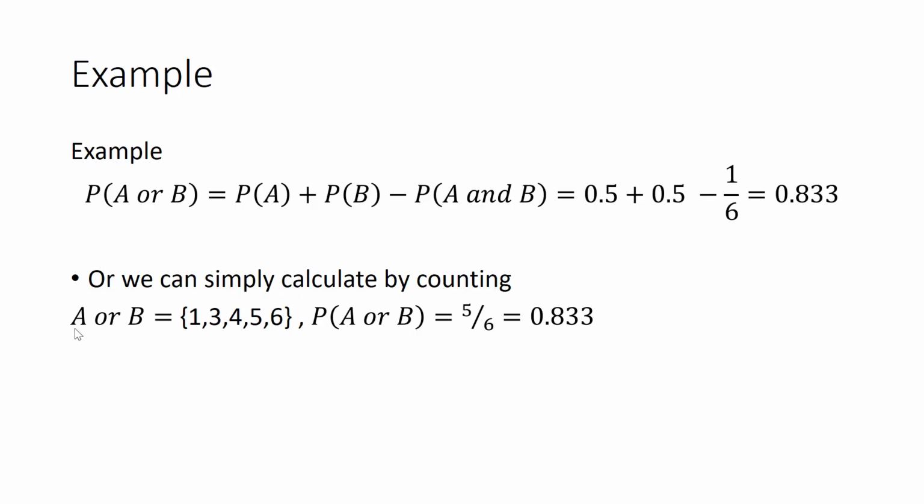Alternatively, we can just calculate this probability by counting, because over here it is pretty easy to do so. So the event A or B is going to be basically all the outcomes that belong to A and to B, just counting once, right? So we have 1, 3, 5 and 4, 5, 6. So the total thing is going to be 1, 3, 4, 5 and 6. And therefore the probability of A or B is going to be 5 divided by 6, because here we have 5 outcomes, and 6 is the total outcomes of the sample space. And this is how we calculate probabilities by hand.